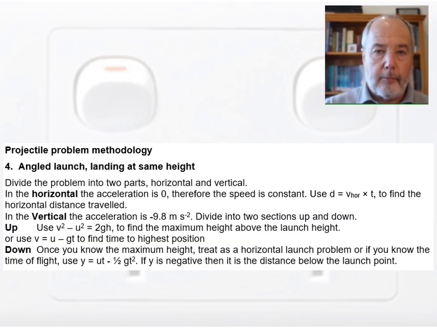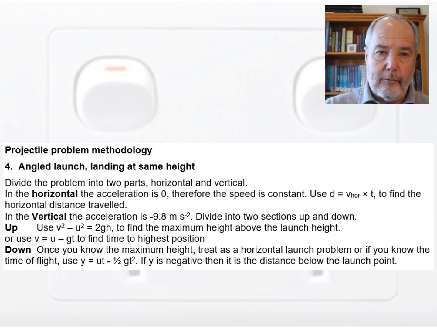The final type of projectile motion we need to consider is when it's launched obliquely and it lands at a different height. The methodology is the same as before. We're going to treat it as horizontal and vertical. In the horizontal, the acceleration is 0, so the distance travelled is the velocity times the time.